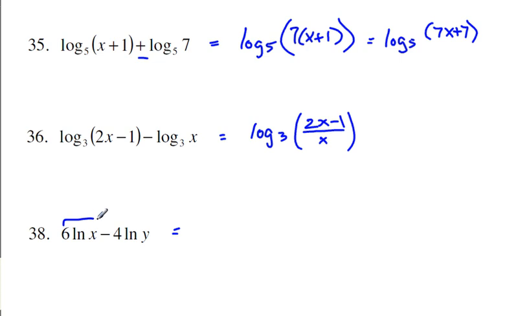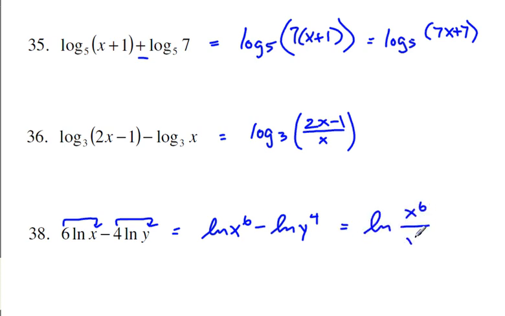In number 38, it's really 2 steps. These numbers here become exponents. So I have the natural log of x to the 6th minus the natural log of y to the 4th. And I can rewrite this one using division because it's a minus sign. Natural log of x to the 6th over y to the 4th.